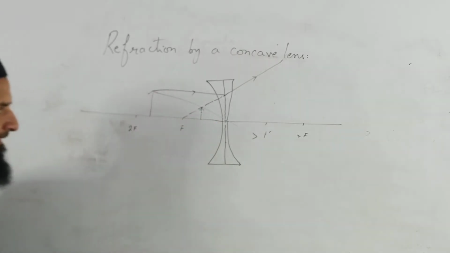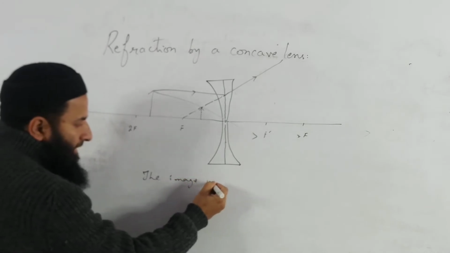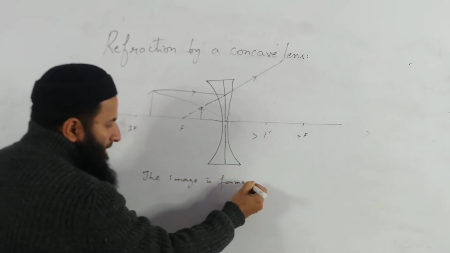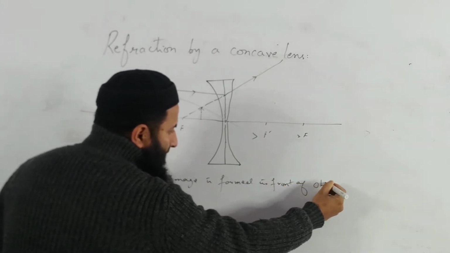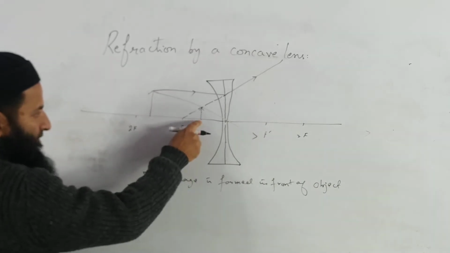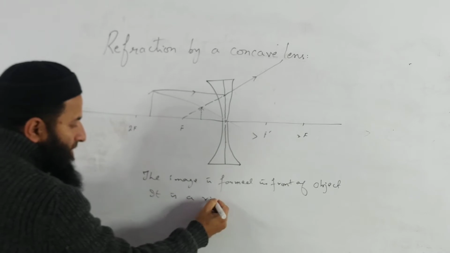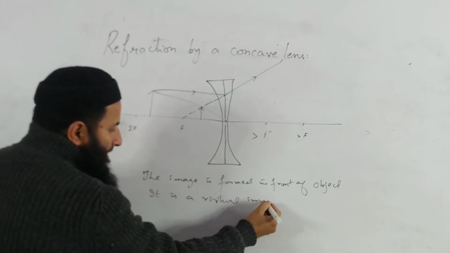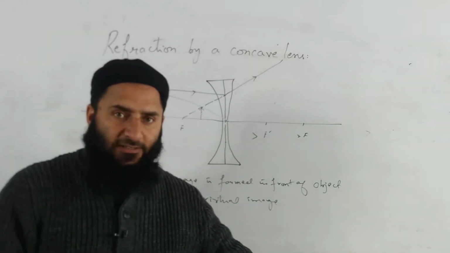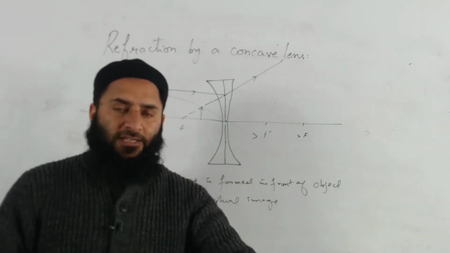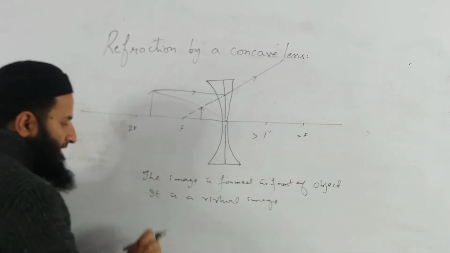Look. The image is formed in front of the object. It is a virtual image, shown dotted. Virtual means it cannot be taken onto a screen. It cannot be stored in a storage device. You cannot store it in a hard disk or a pen drive. That's not possible with it.